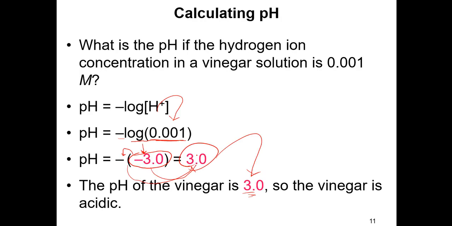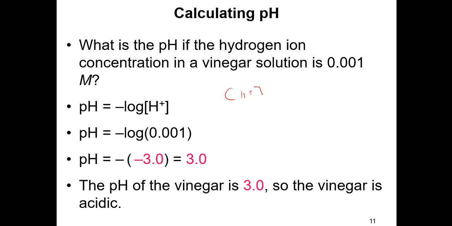Now, if I were to have another example, let's say I have a hydronium concentration, or hydrogen concentration, same thing, of 0.025. I then go ahead and put that into my calculator: the negative log of 0.025.